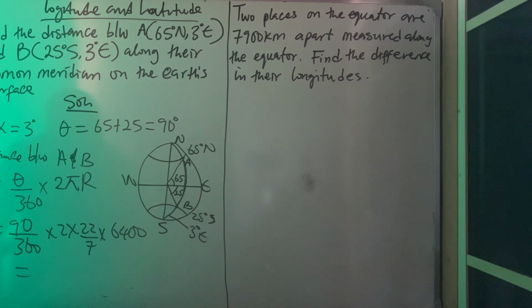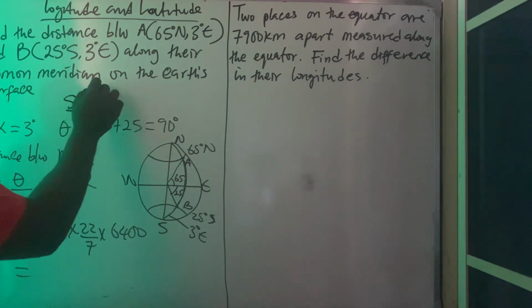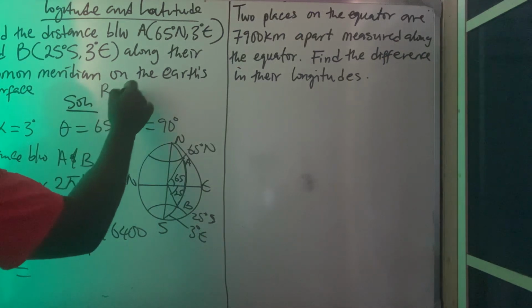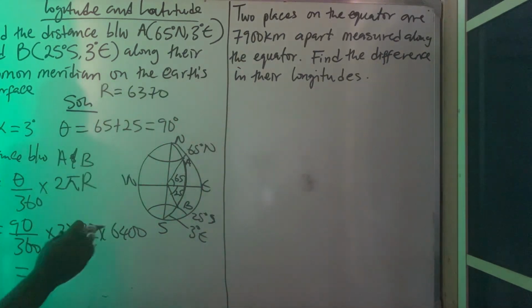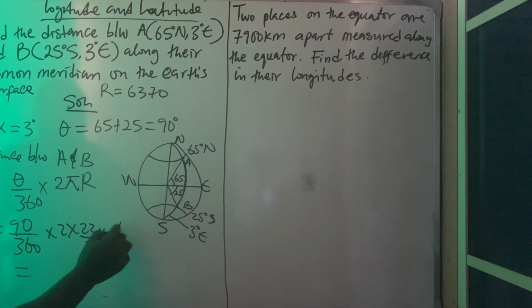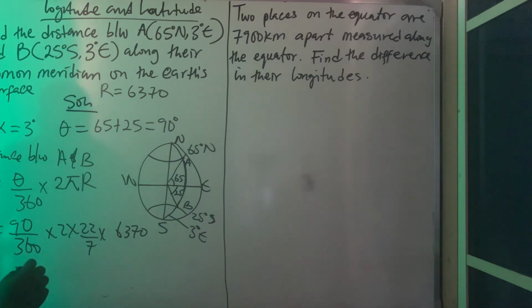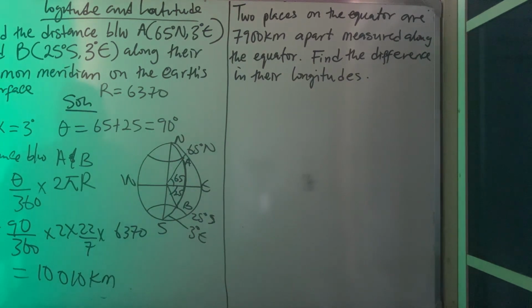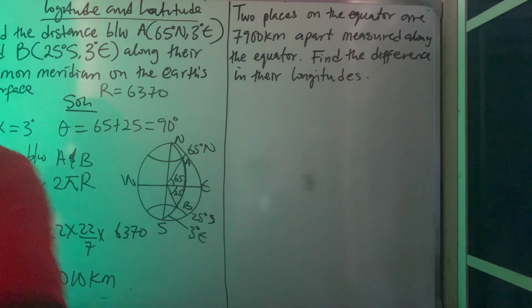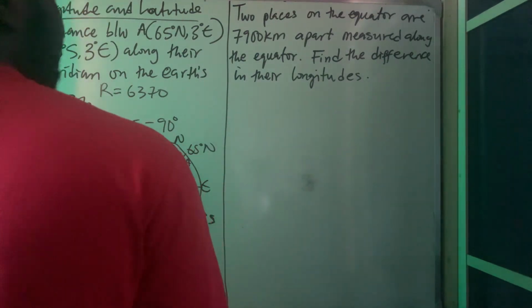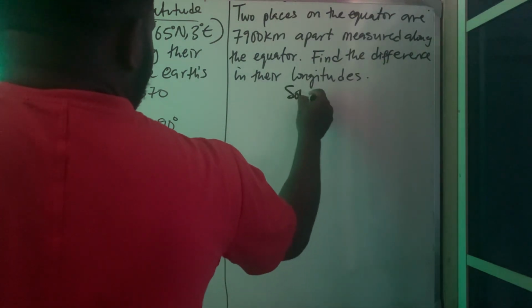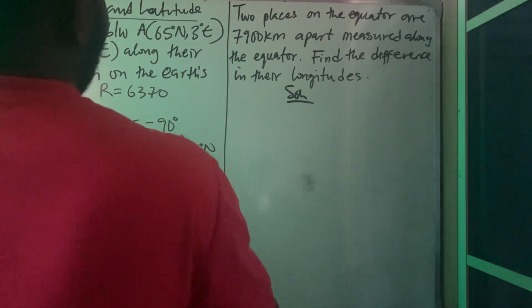Okay, they say we should use our R. Sometimes they will give you R to use, please. They say the R that we are using is 6370. So the R we are going to use is 6370. But if they did not give you R, that is when you will use 6,400. Please, very important to note. So if you multiply, then you are going to have 10010 kilometers. Okay, so that is that. Very simple. So number 2: you use the R that is given to you, but if R is not given, that is when you will use 6,400.